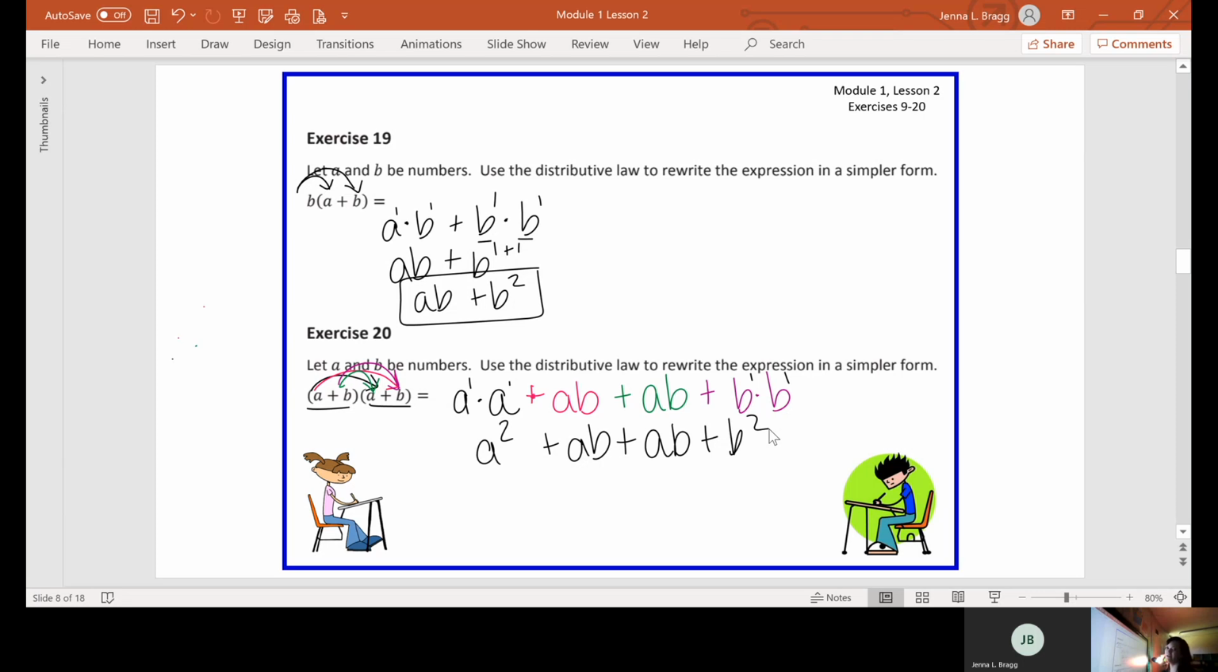The only thing left to do is combine like terms. And you learned this concept last year too. Since I have two AB's, my final result is A squared plus 2AB plus B squared. That one was really hard, so if you didn't get that one, it's okay. We will visit that again later, okay?